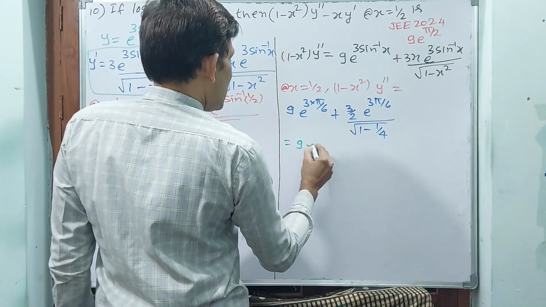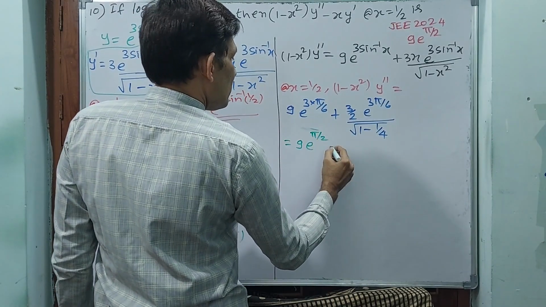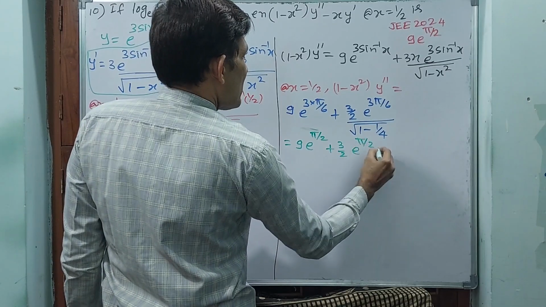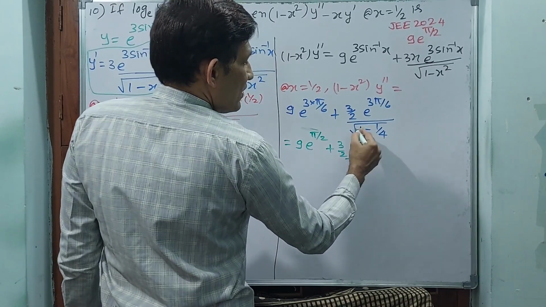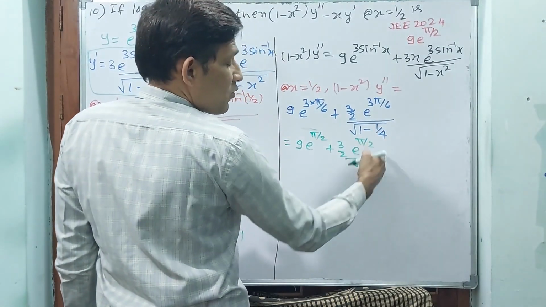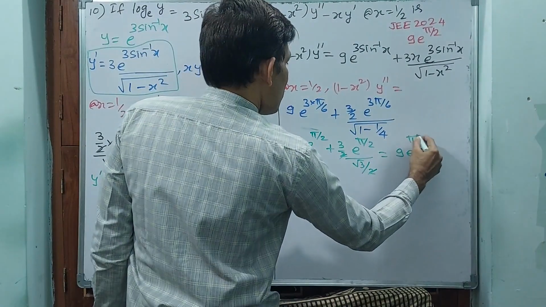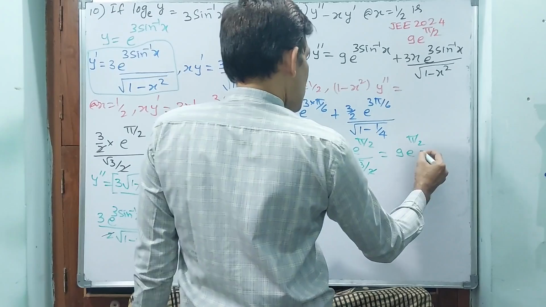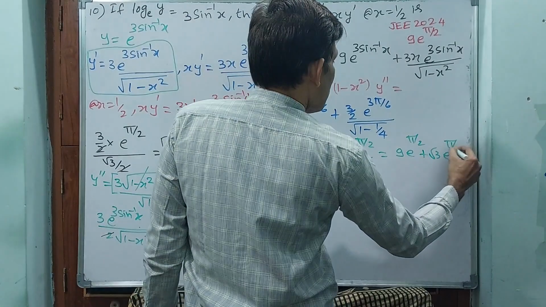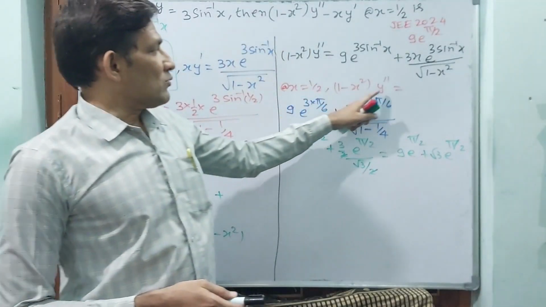Equal to 9 e power pi by 2. Okay, plus 3 by 2 e power pi by 2 divided by 4 minus 1, 3 root 3 by 2. Why? Because under root 4 means 2. 2 is going to get cancelled out. That is equal to 9 e power pi by 2 plus this root 3, make root 3, root 3 e power pi by 2. Okay? This is 1 minus x square y double dash value.